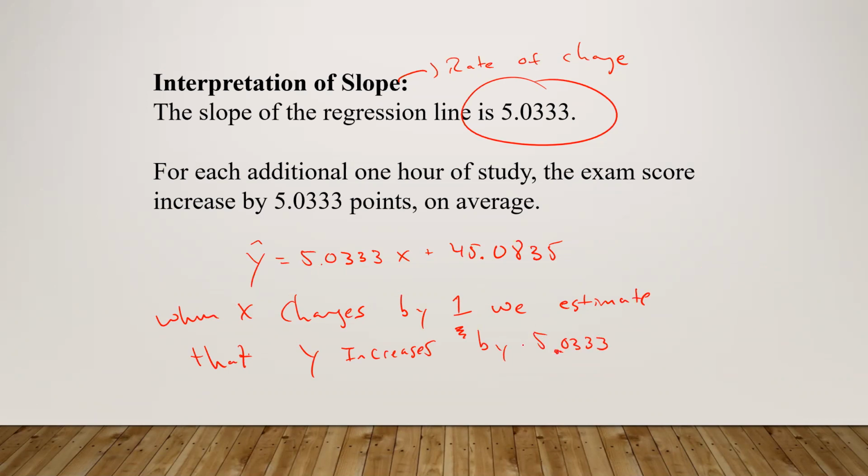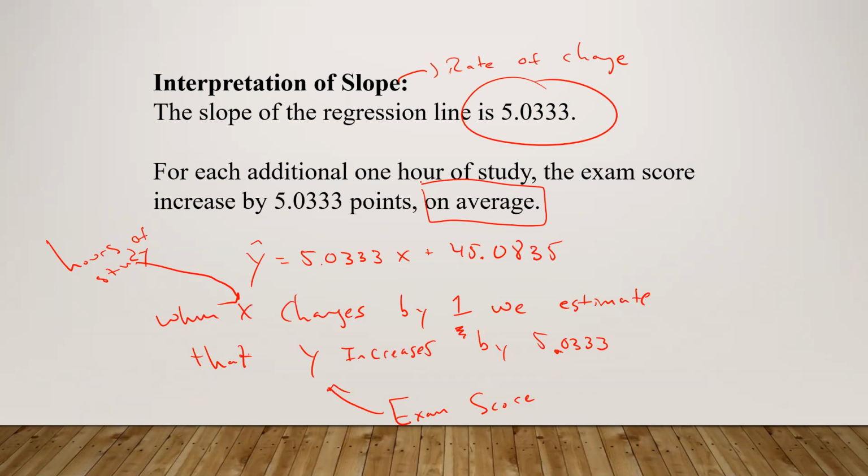So to put that in terms of this actual example, x is hours of study. When you study an additional 1 hour, we estimate that y, which is our exam score, will increase by 5.0333. And we always say on average here, because some students will study for an hour and their exam score will go up more than 5 points. Some will study an additional hour and it will go up by less than 5 points. But on average of all the students, that's what we expect it to change.